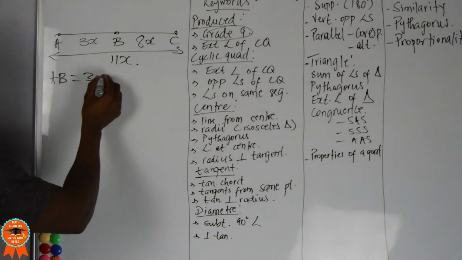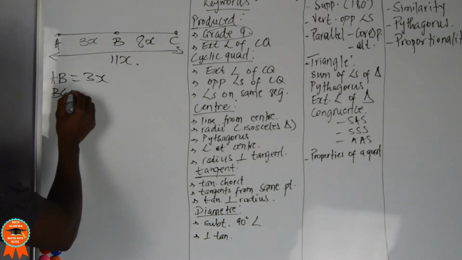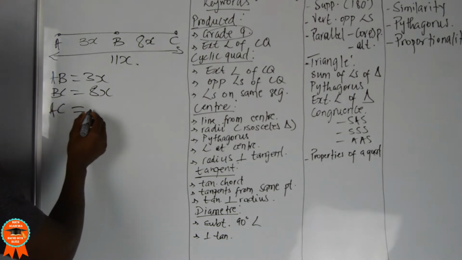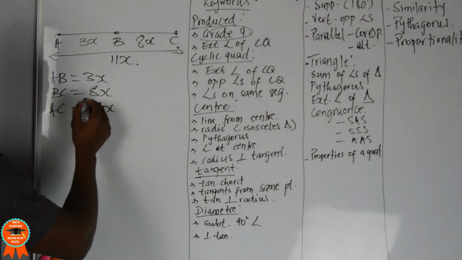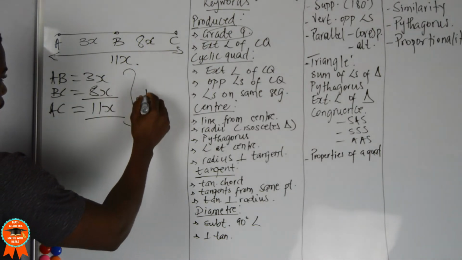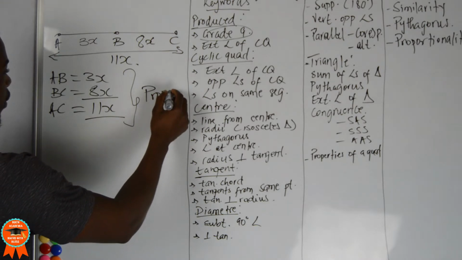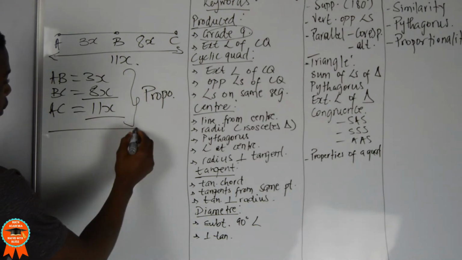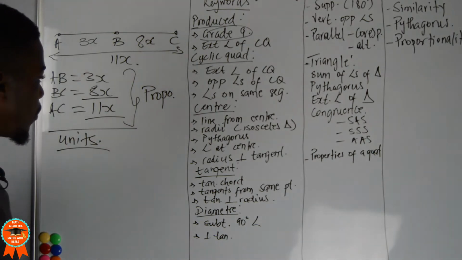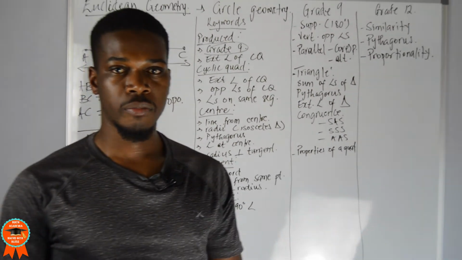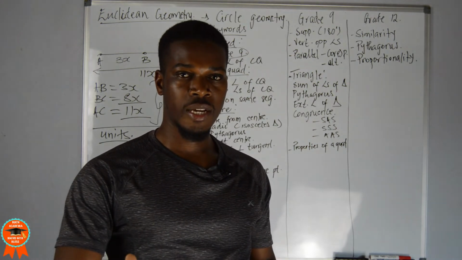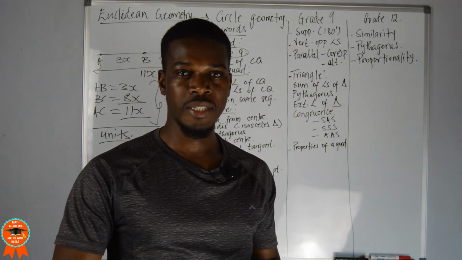AB is equal to 3x, that's a proportion. BC is equal to 8x, and altogether AC is equal to 11x. This is the sum. You must take care here, there's proportion and there are units. Proportion and units are two different things. Do not make the mistake of mixing proportion and units. Units is a measure of AB and proportion is AB in terms of something.